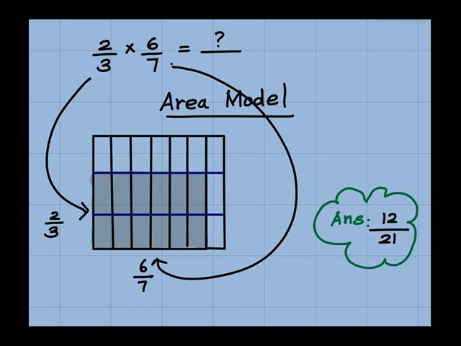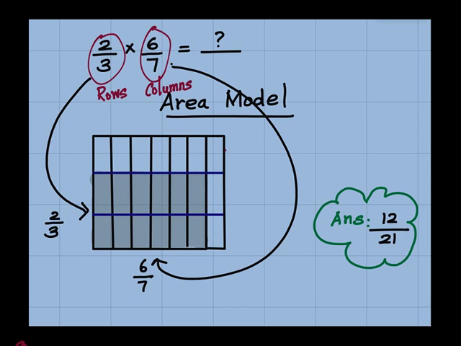Let's see the area model. If it is an area model, we have to draw a box and show the area of the fractions. Here we have two fractions, 2 over 3 and 6 over 7, or you can call it 2/3 times 6/7. This 2/3 can be shown as rows, and this 6/7 can be shown in columns.